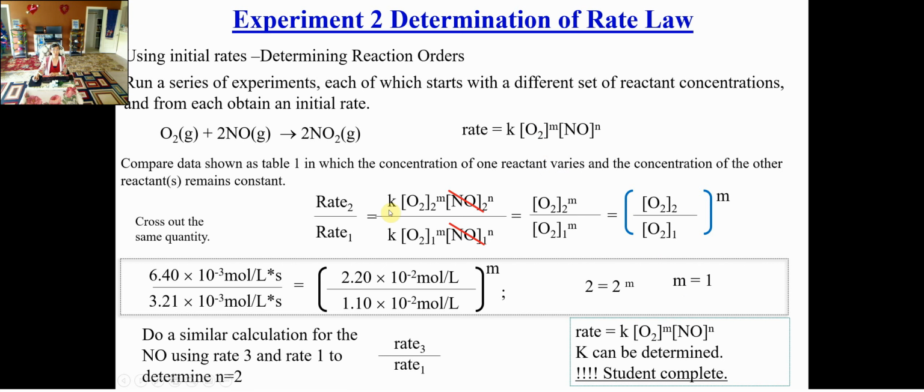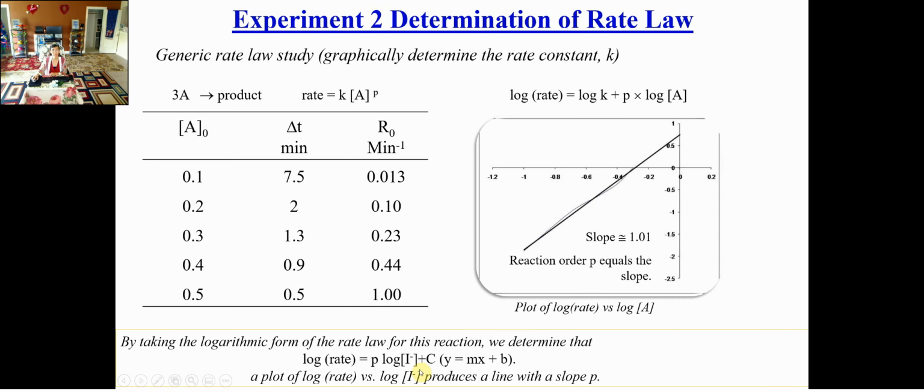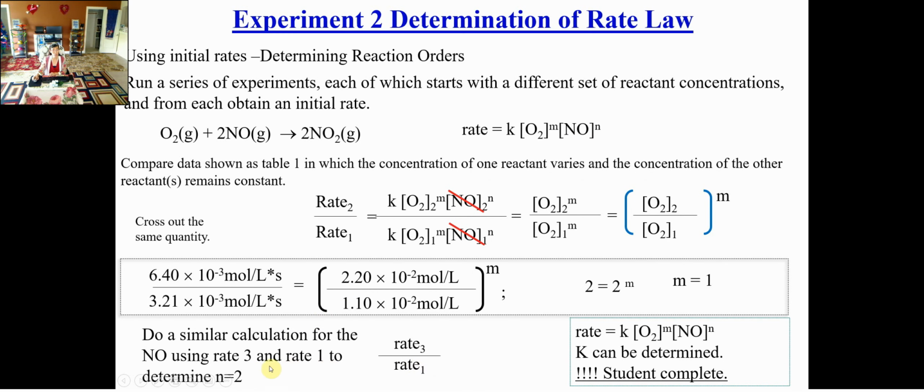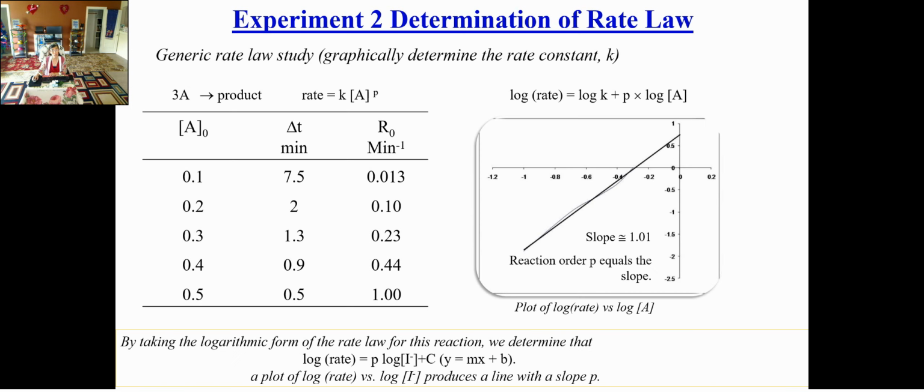Similarly, you can reuse your reaction trial number 1 and number 3 and do the same calculation. My calculation for the reaction order n of your nitrogen monoxide turns out to be 2. Therefore, you have determined the reaction orders. How do you determine the K?